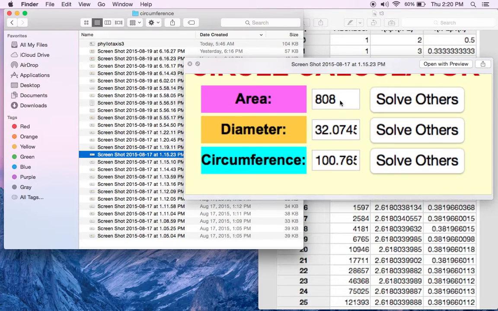Then I put the area as 808, my time of birth again. You got a circumference of 100. I thought that was kind of cool. 32 is also, you know, the 32nd degree Masons.